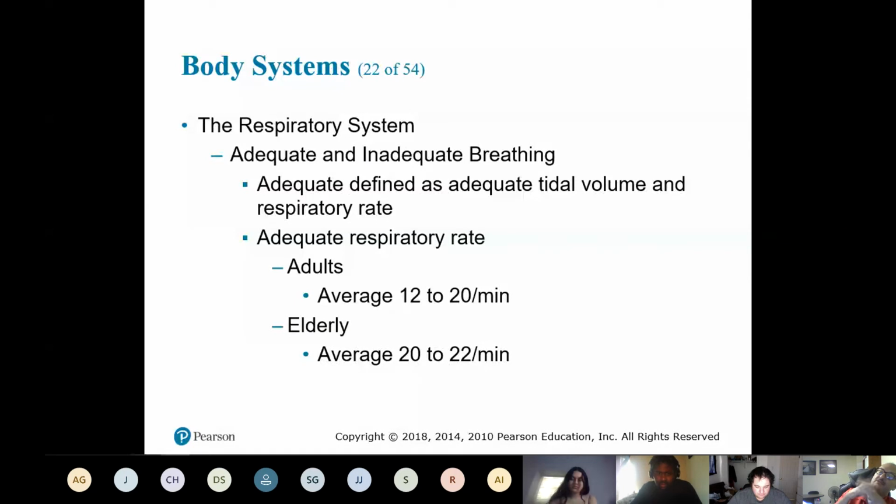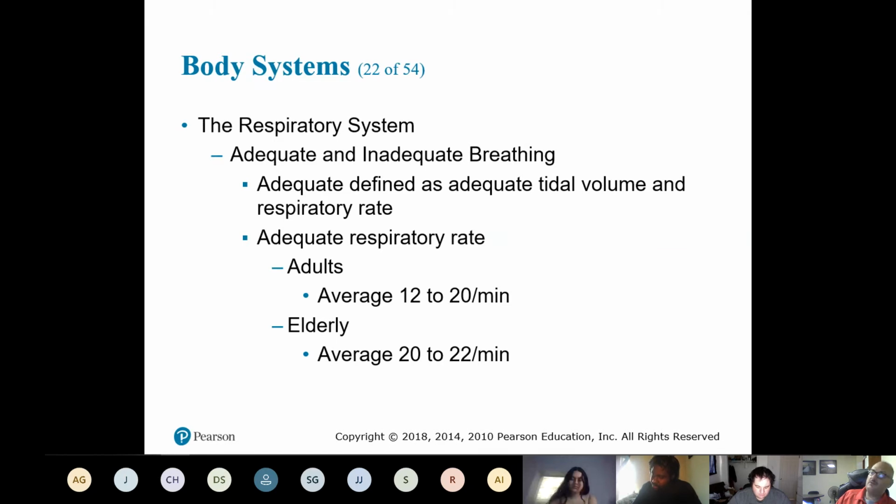So in order for breathing to be adequate, we have to take enough of a breath, which is about 500 cc's of air, or 500 milliliters, which is about the equivalent of a water bottle. Okay.